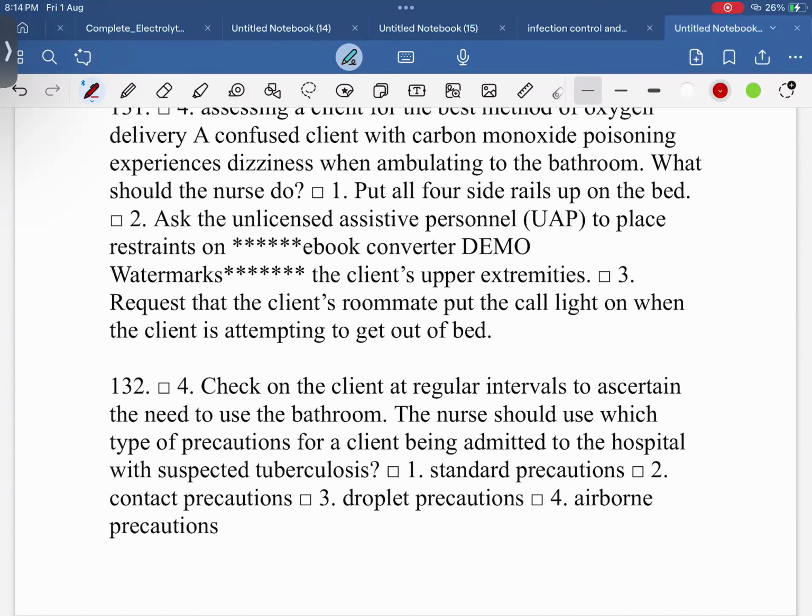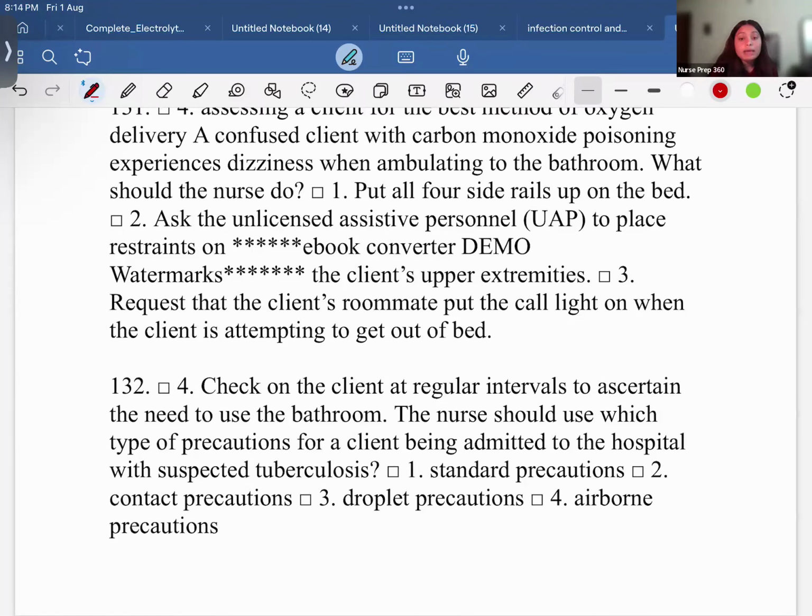Check on the client at regular interval to ascertain the need to use the bathroom. The nurse should use which type of precaution for the client being admitted to the hospital with suspected tuberculosis? One, standard precautions. Second, contact precautions. Third, droplet precautions. Fourth, airborne precautions.